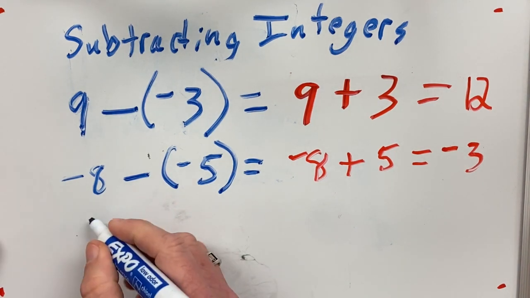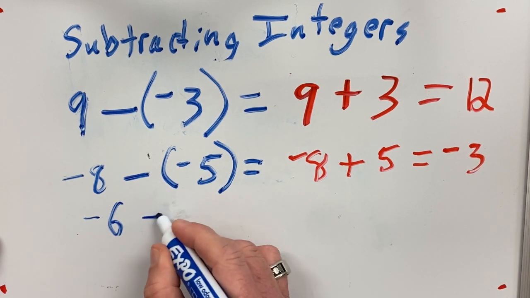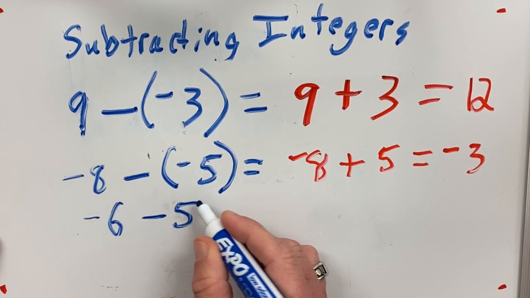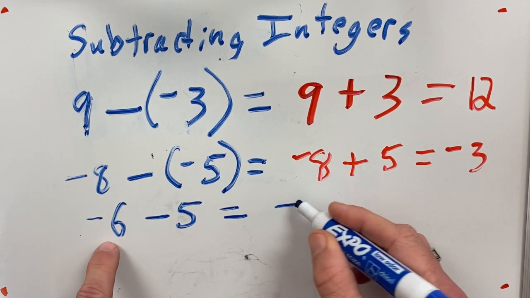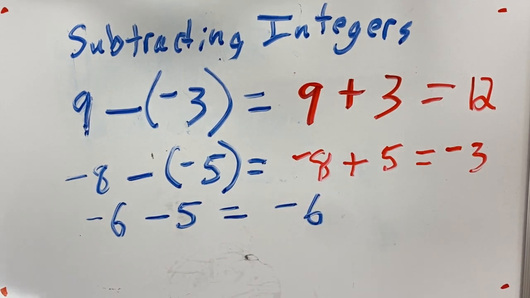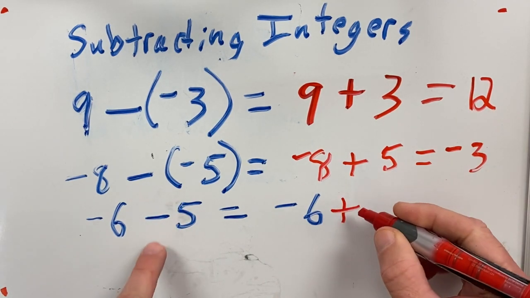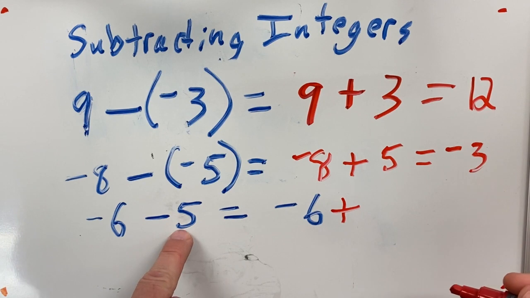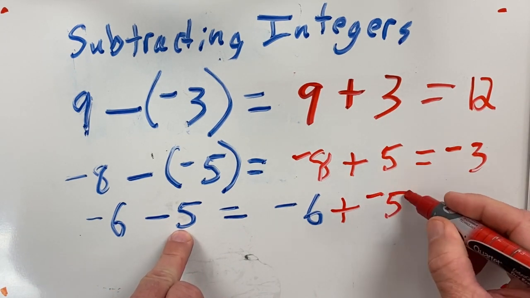Let's try this. Negative 6 minus 5. How do I do that? I subtract 5 from a negative 6. Again, I'm just going to write it in blue this time. You keep the first part the same, but then you're adding the opposite. The opposite of 5 is negative 5. So I'm adding a negative 5.